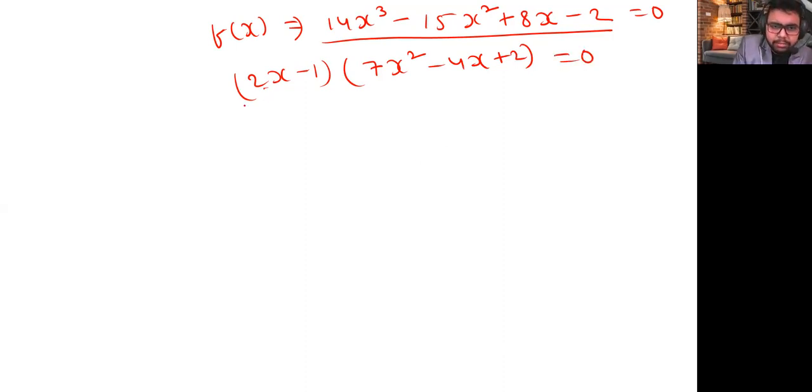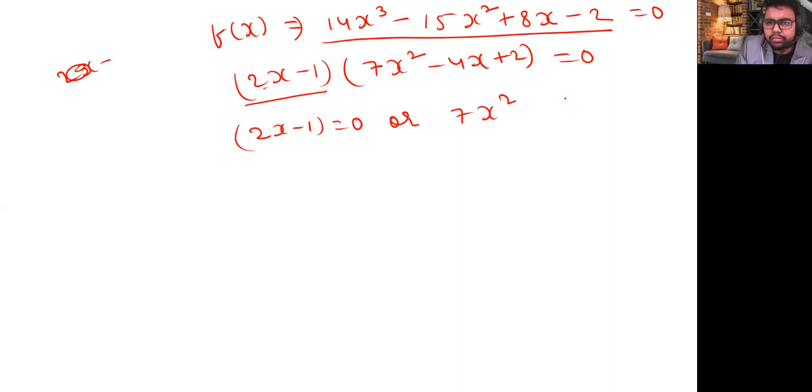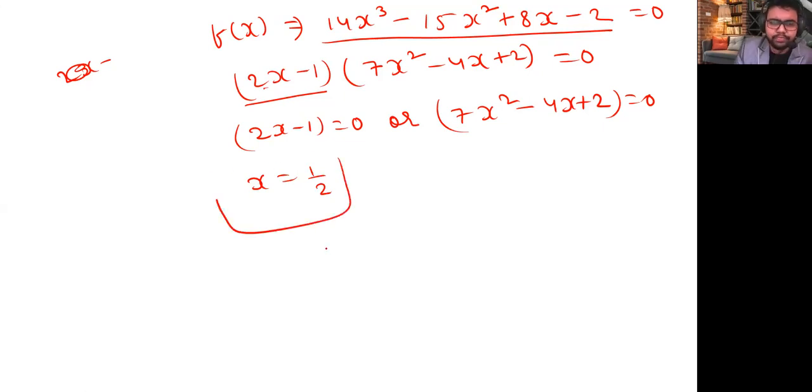So I can solve this part: 2x minus 1 would be equal to 0, or 7x square minus 4x plus 2 would be equal to 0. I know that you already know how to solve a quadratic equation and would be knowing the quadratic formula as well. From 2x minus 1 equal to 0, I would be getting the value of x as 1 by 2. This is my real root.